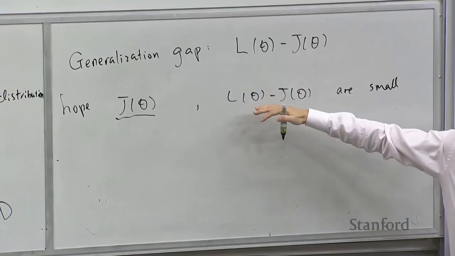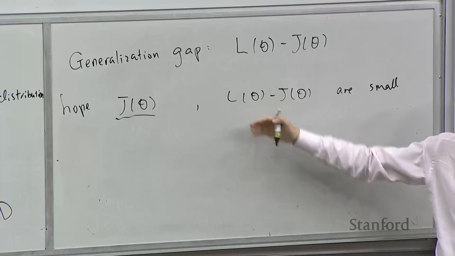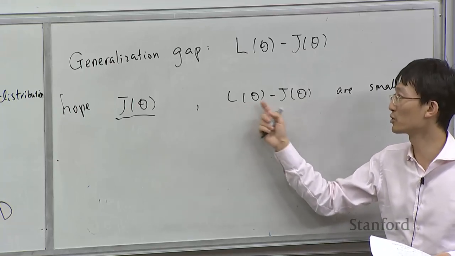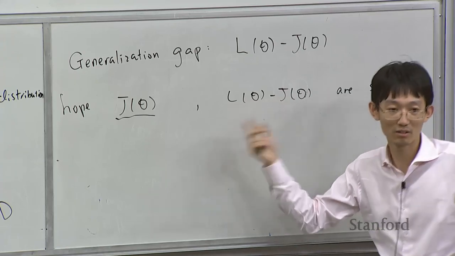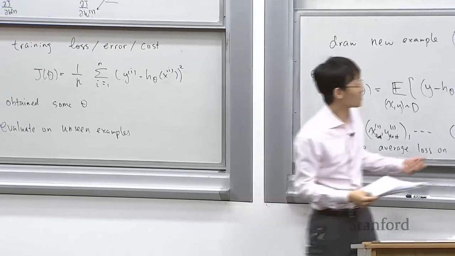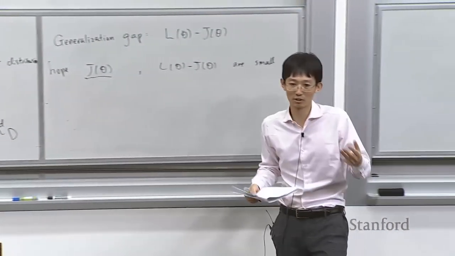So that's why you cannot really easily control this, because you are not allowed to see the test data set. So you cannot choose your theta based on the loss. You can only choose theta first, and then you evaluate the loss, but not vice versa. So that's why the generalization gap is something that is very hard to control. At least you cannot directly control it.